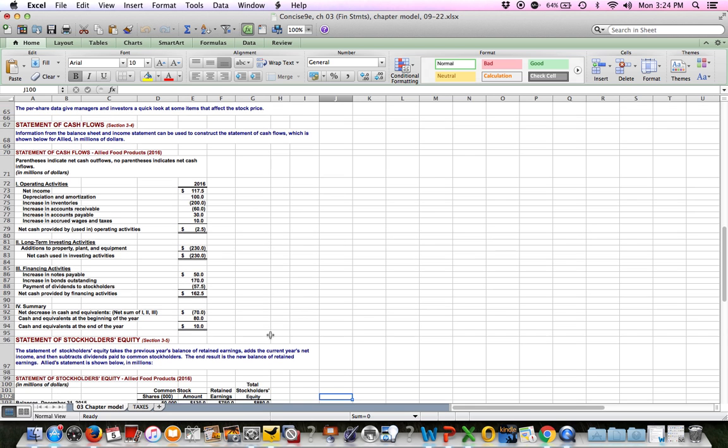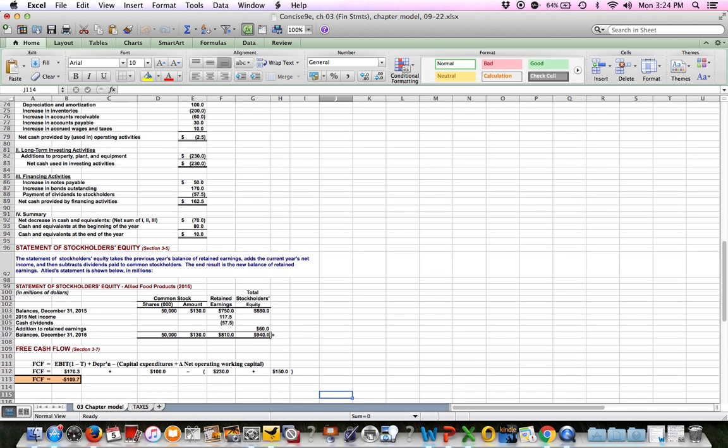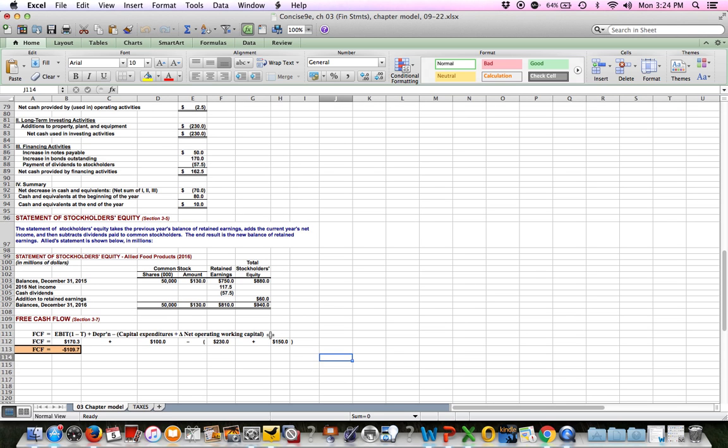Statement of equity, basically how did my retained earnings change throughout the year, and you can see that retained earnings was $750. It went up for net income, it went down for dividends, net increase of 60, and you can see how that worked. And also the free cash flow calculation for the company right here. So the EBIT times 1 minus the tax rate plus depreciation minus capital expenditures plus the change in working capital gives the free cash flow calculation for the company right there.